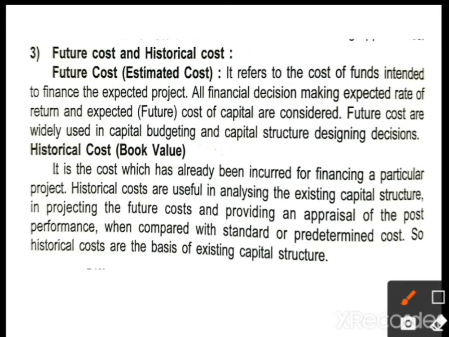Next, future cost and historical cost. See, future cost is nothing but estimated cost. What will be happening in the next period? That is future cost, that is an estimated cost. Historical cost is nothing but book value. What we record in the books is a historical cost.